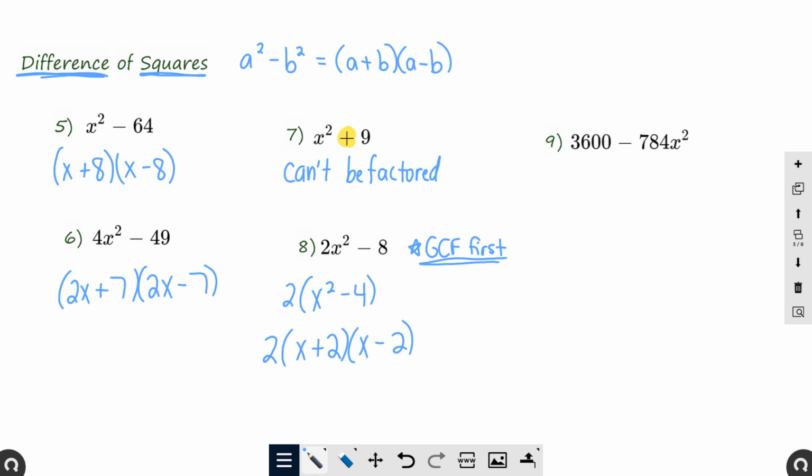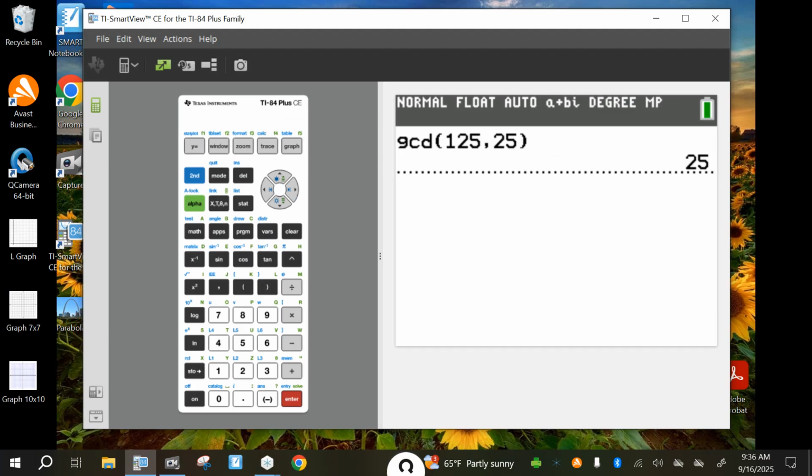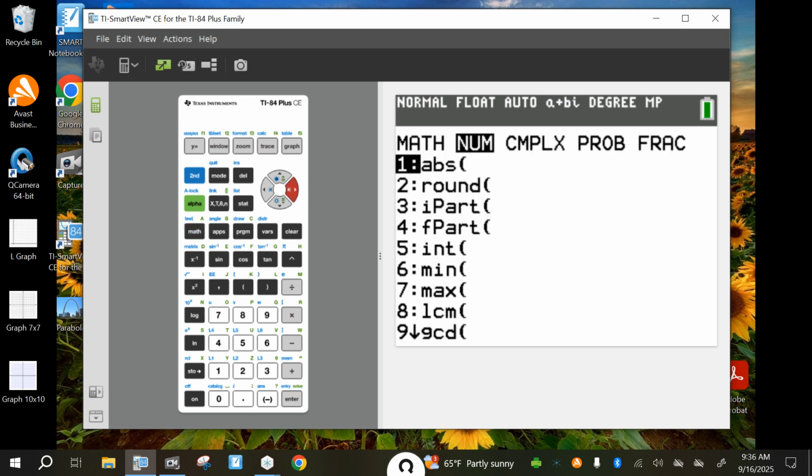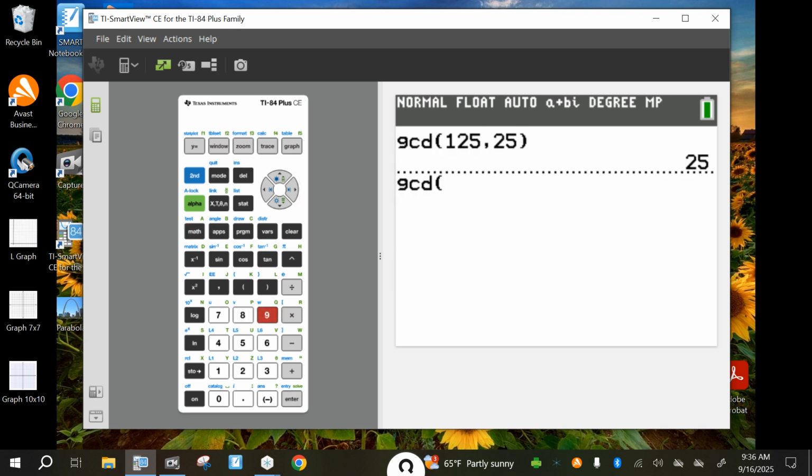All right, let's look at question 9. So there's a lot of things going on in this one. The first thing that I notice is those are some awful big numbers. And I don't know about you, I'm not exactly sure how to find the GCF of those, but we can use our handy dandy calculator. So let's go to math, right arrow, option 9. I got my 3600 and then my 784. In Math 3, you're going to notice some bigger numbers that pop up, okay? So make sure that you know how to use that calculator to help you out.